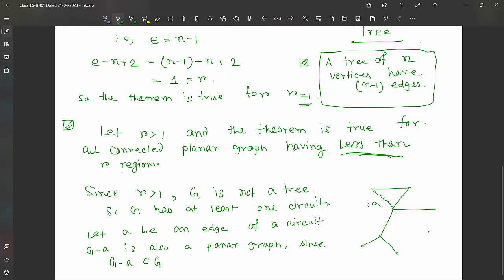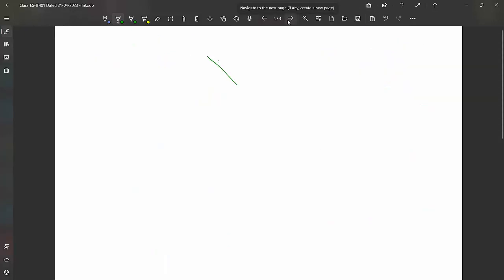So now we are again taking this graph, just see it. So suppose this is your graph and this is your A.